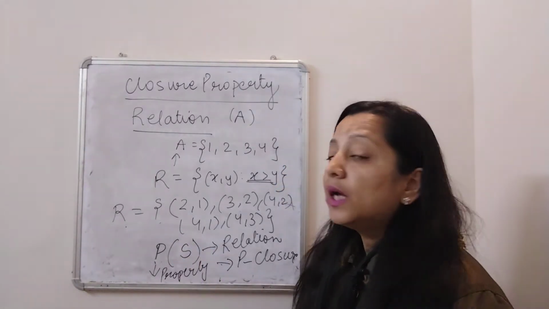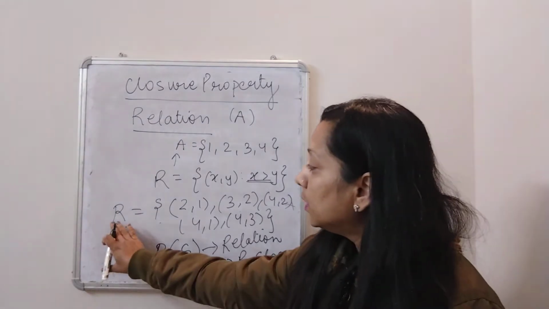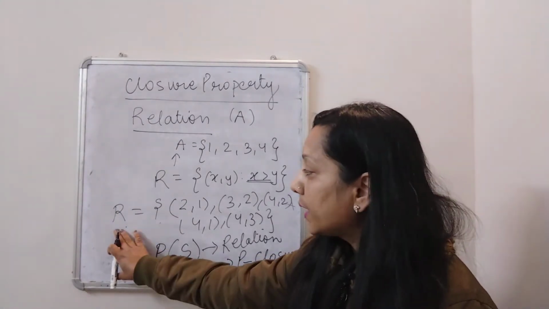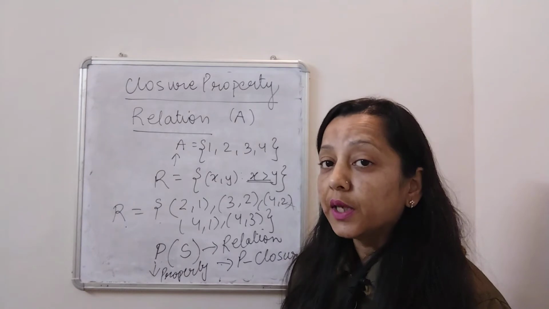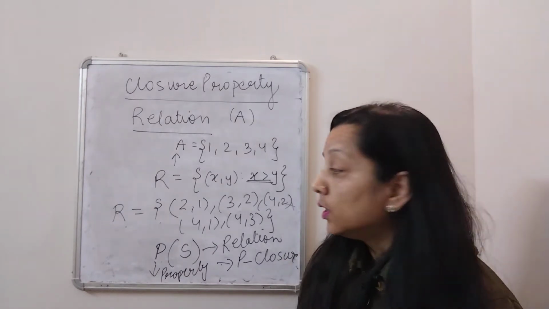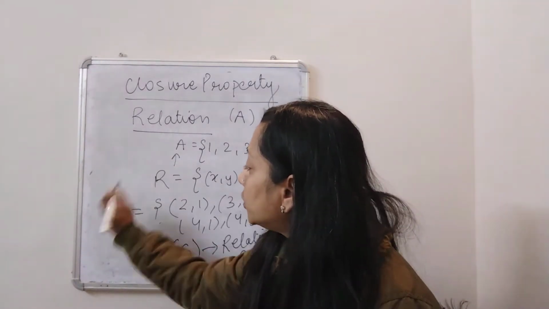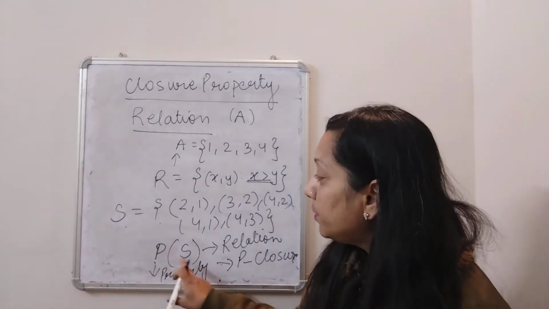It is a convention that is being followed. By default, we say capital R represents a relationship set, but there is no compulsion. This can also be denoted by S. So in that case it will be PS.